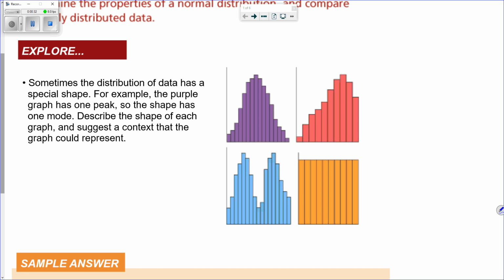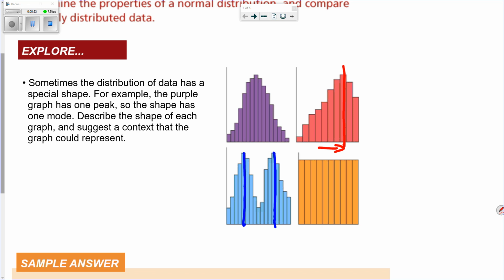The one in blue here has 2 peaks, right? So that is also not a normal distribution. The one over here in red is skewed heavily that way. So again, not a normal distribution.